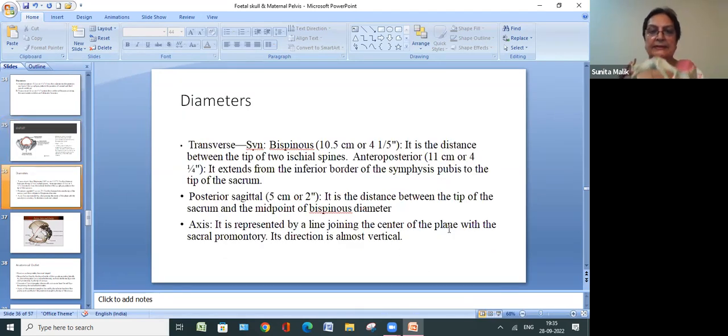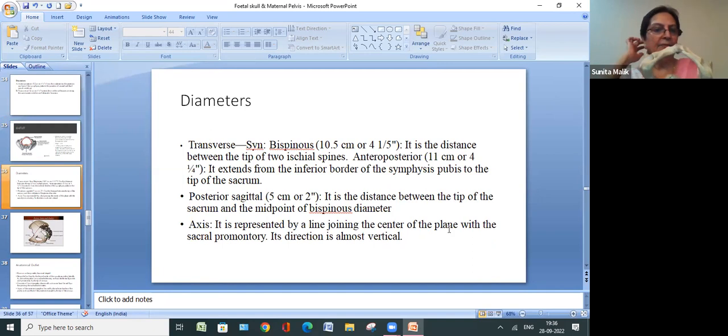The diameters in this are: bispinous, 10.5 centimeter, which is the distance between the two ischial spines. AP is 11 centimeter, between the inferior border of symphysis pubis to the tip of the sacrum.